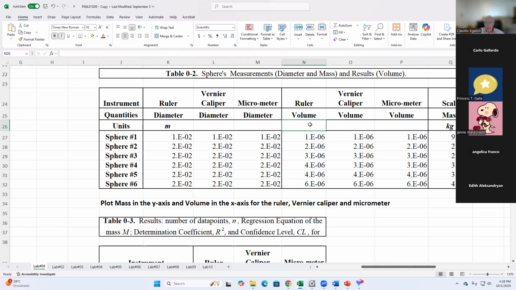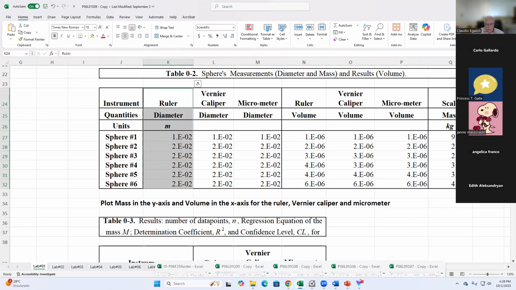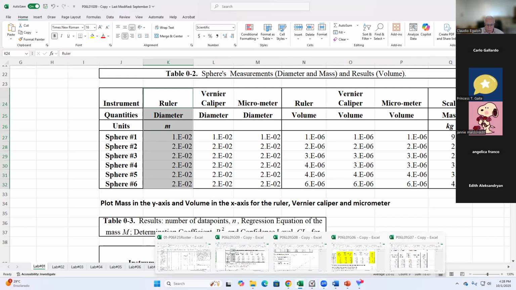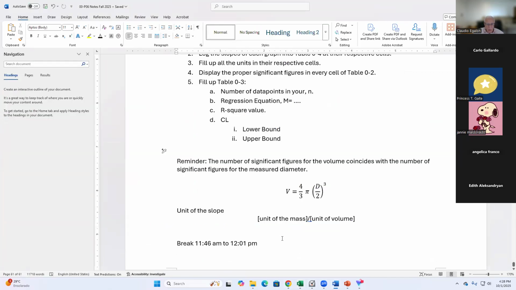Now, what about the units for the volume? Meters? No, it's not meter. Meter is the unit for the diameter. In order to find out the unit of the volume, you have to look at the equation that I wrote down here. See the equation here?